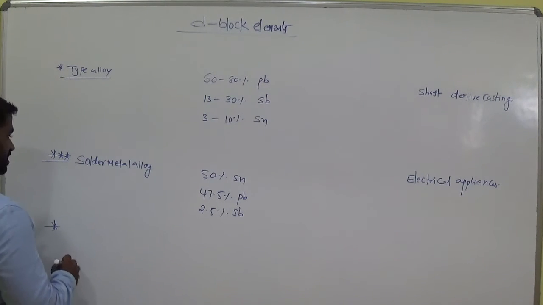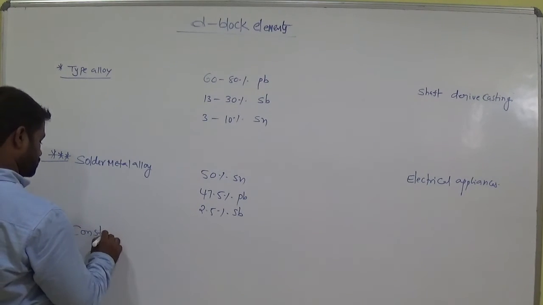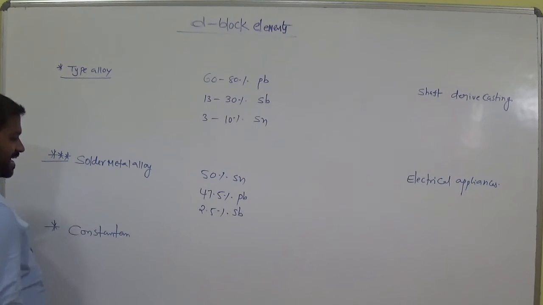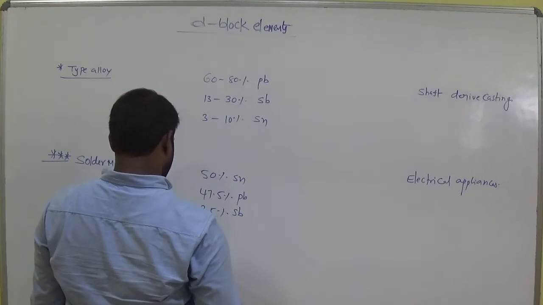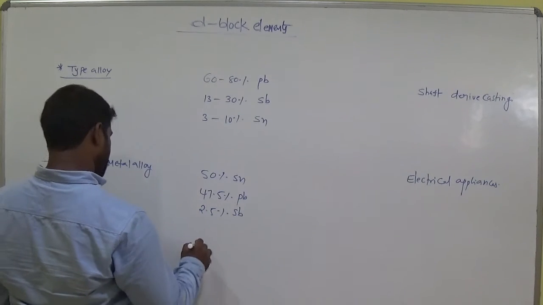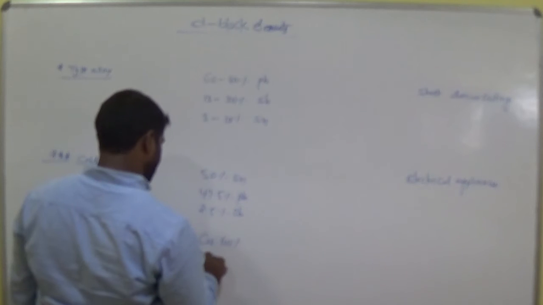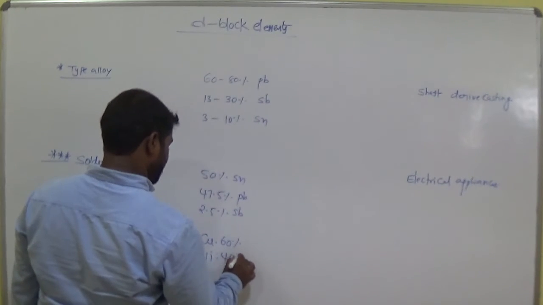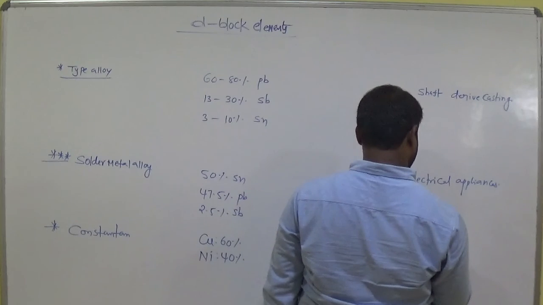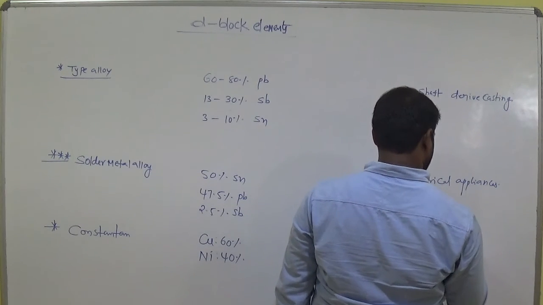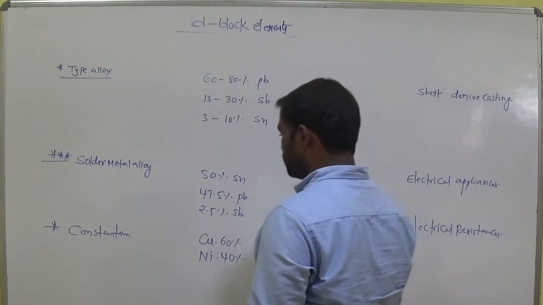And the next one is constantan alloy. It consists of copper 60% and nickel 40%. We can prepare electrical resistances by using these.